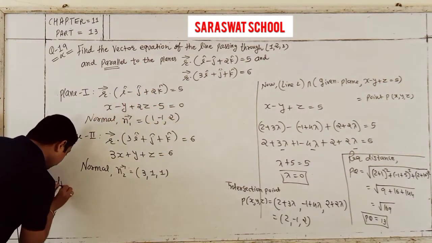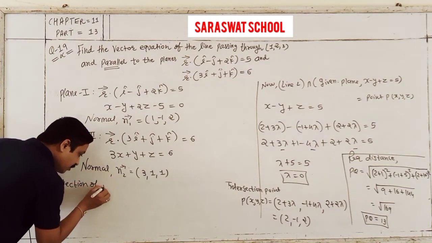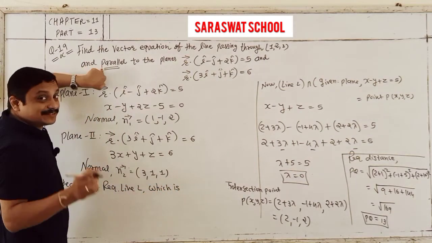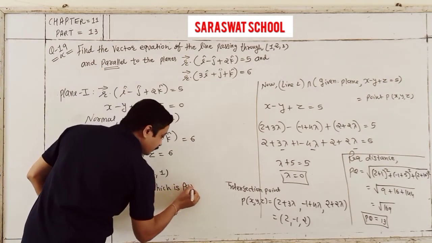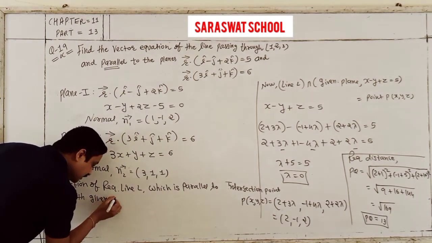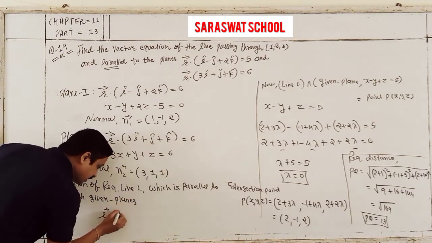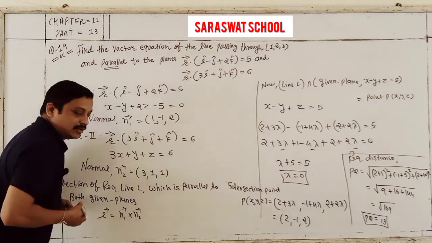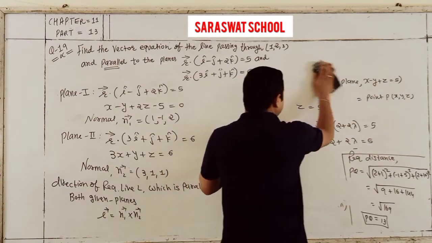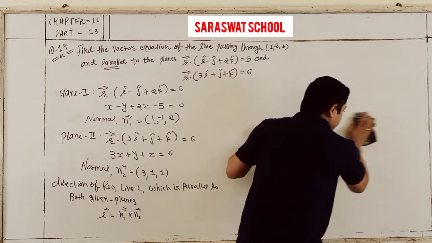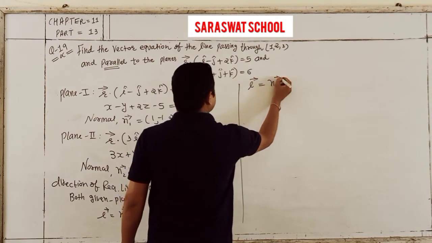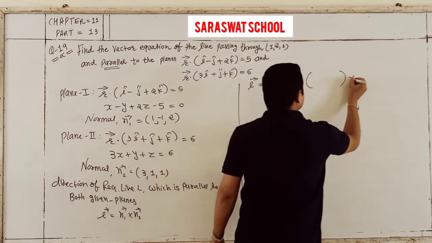Now I want the direction parallel to both. So the direction of the required line L, which is parallel to both given planes. That is why for the L direction we write n1 cross n2, and the cross of both is surely a direction parallel to both, and very easy. We cover it with determinant solutions. So L direction is n1 cross n2, first cross second.